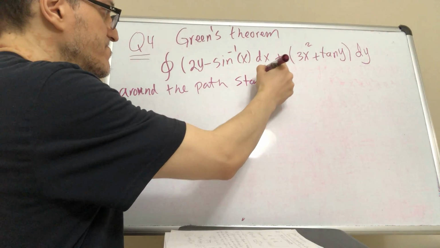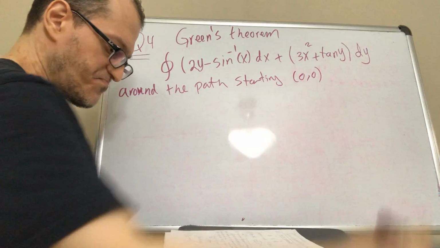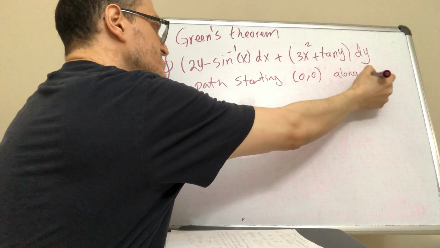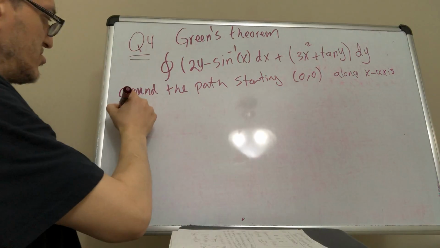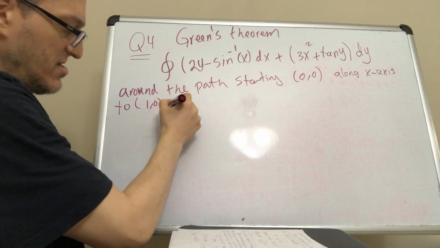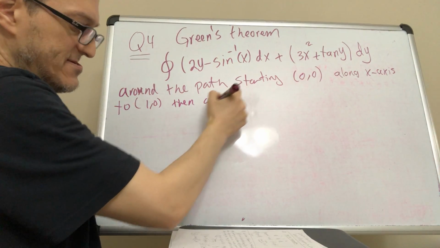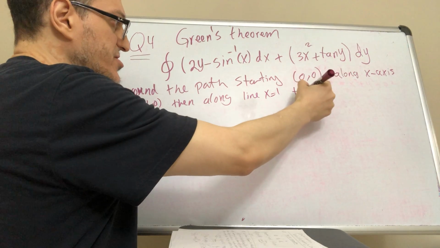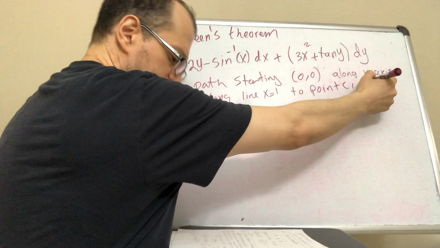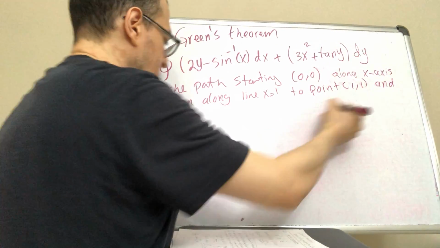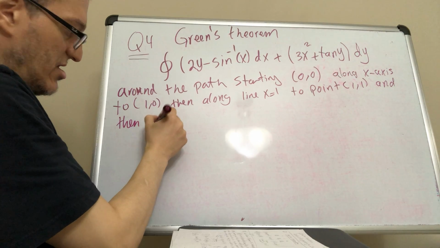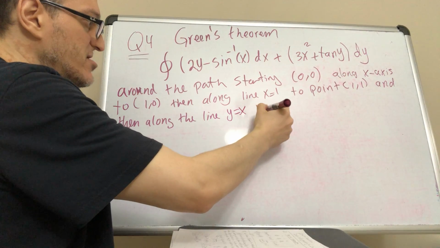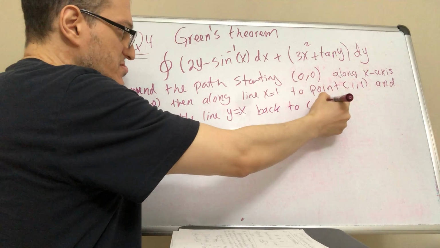starting at 0, 0 along the x-axis to 1, 0, then along the line x equals 1 to point 1, 1, and then along the line y equals x back to 0, 0.